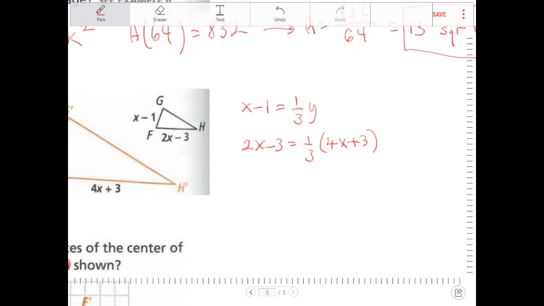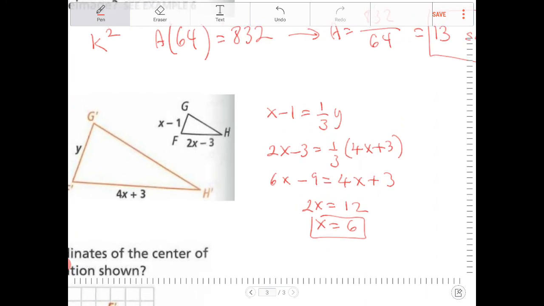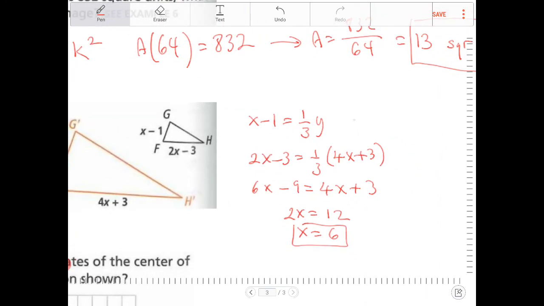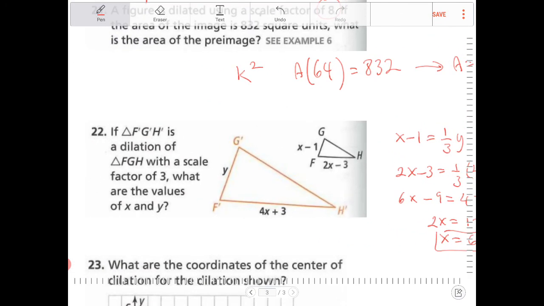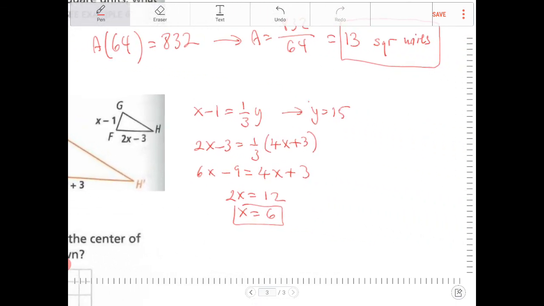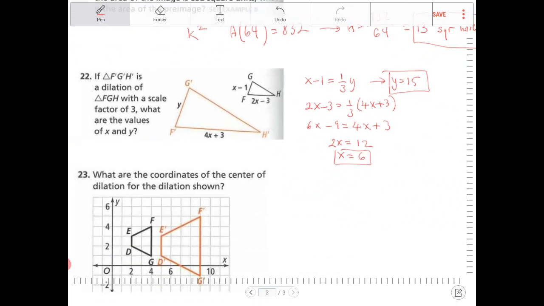So I'm going to solve the second equation I just wrote here. I want to multiply both sides by 3 to get 6x minus 9 is equal to 4x plus 3. Add 9 to both sides and subtract 4x. I end up with 2x is equal to 12. Divide by 2, x is equal to 6. So if I know that x is equal to 6, then y will equal 15. And what is the question asking for? What are the values of x and y. So there you go.